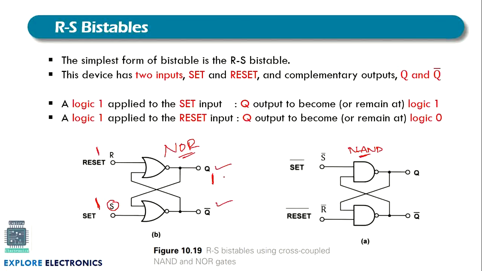What happens? This Q becomes 0. R means reset. We are resetting our output Q to 0 value. Set means we are setting the output value to 1. This is how we need to remember the RS bistable.